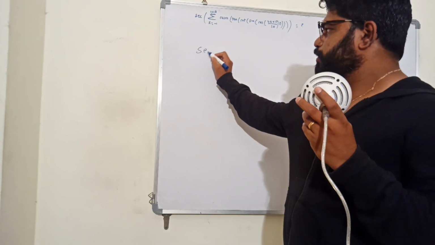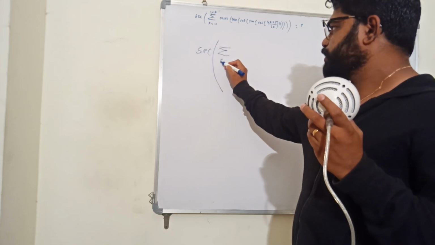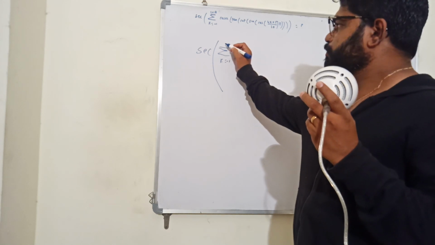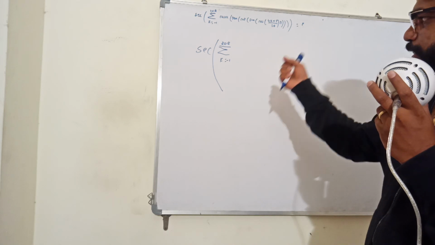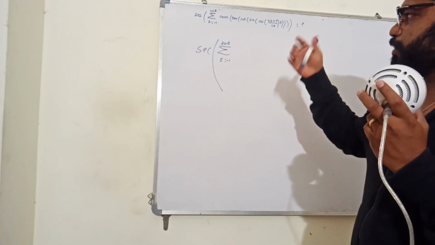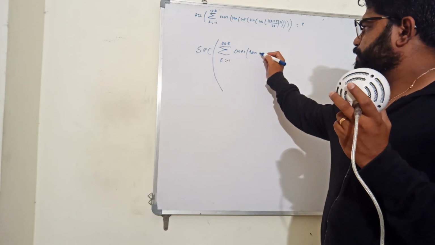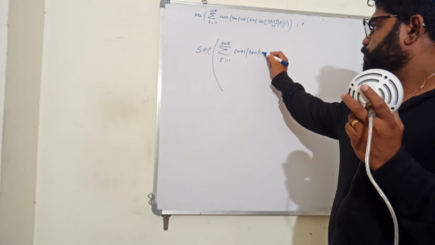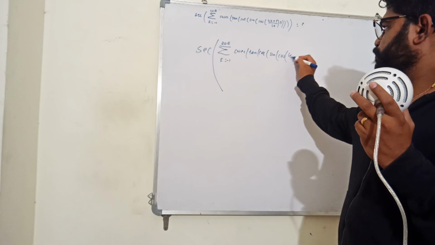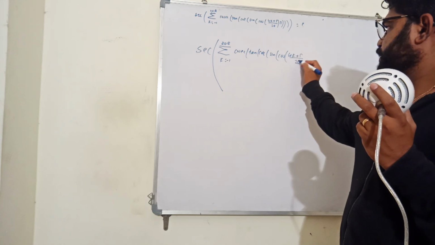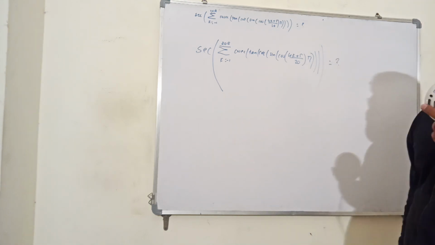like this. This problem is sec of the summation of k equal to -1 to 2018. So you have to add this from k equal to -1 to 2018 of cosec tan cot of sine of cos of (4k+5)/20 pi, and we have to find the value of this.